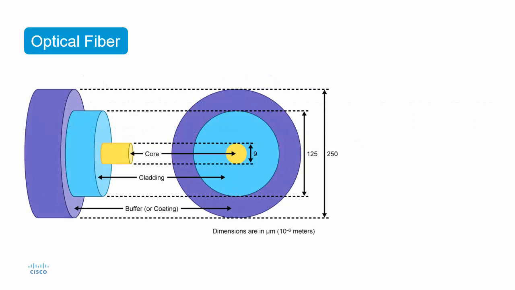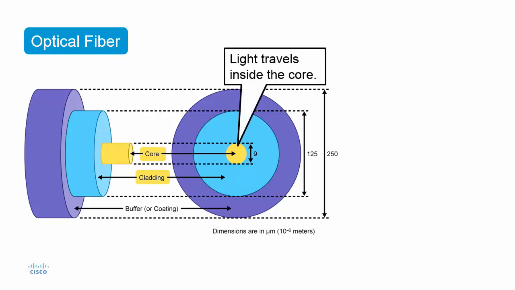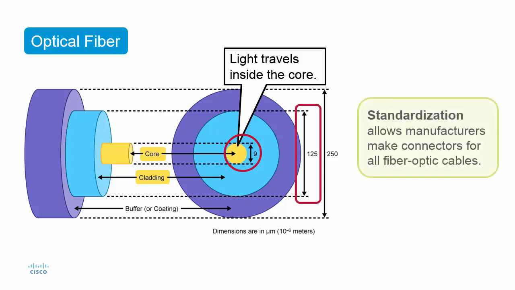The two fundamental components that allow a fiber to confine light are the core and the cladding. Most of the light travels from the beginning to the end inside the core. In this example, the core diameter of 9 micrometers is very small if we compare it to the diameter of a human hair, which is about 50 micrometers. The outer diameter of the cladding is a standard size of 125 micrometers. And this standardization allows manufacturers to make connectors for all fiber optic cables.